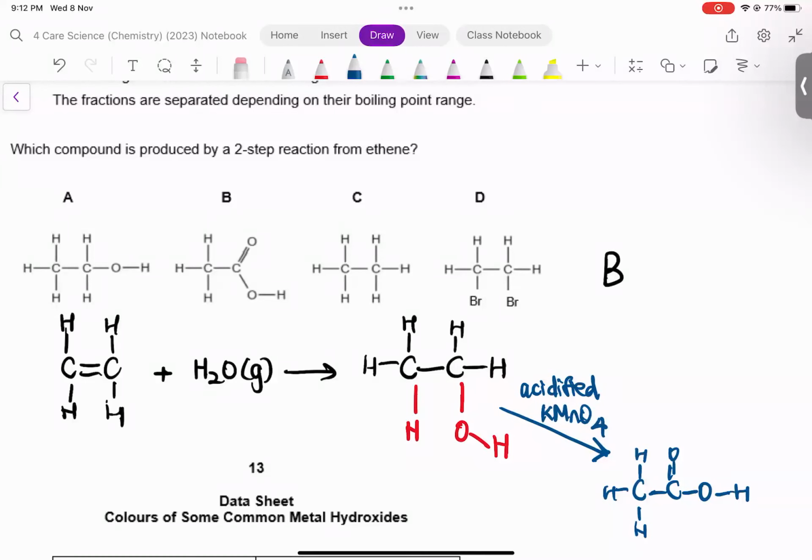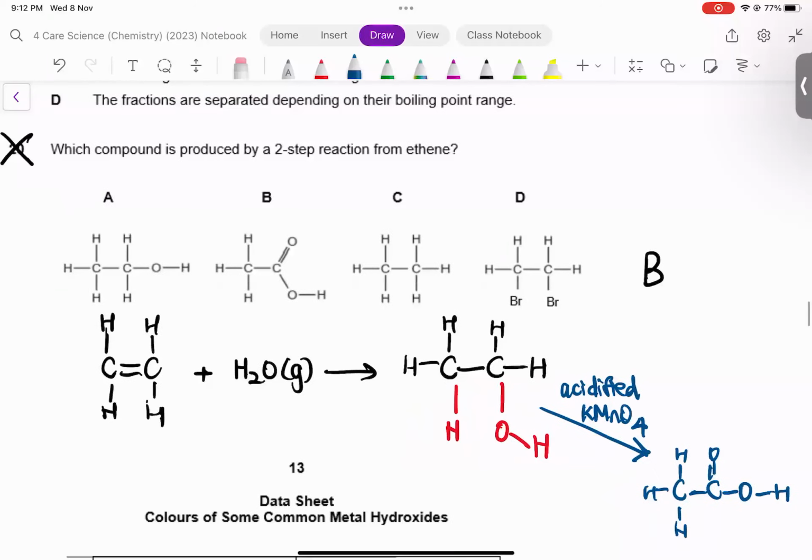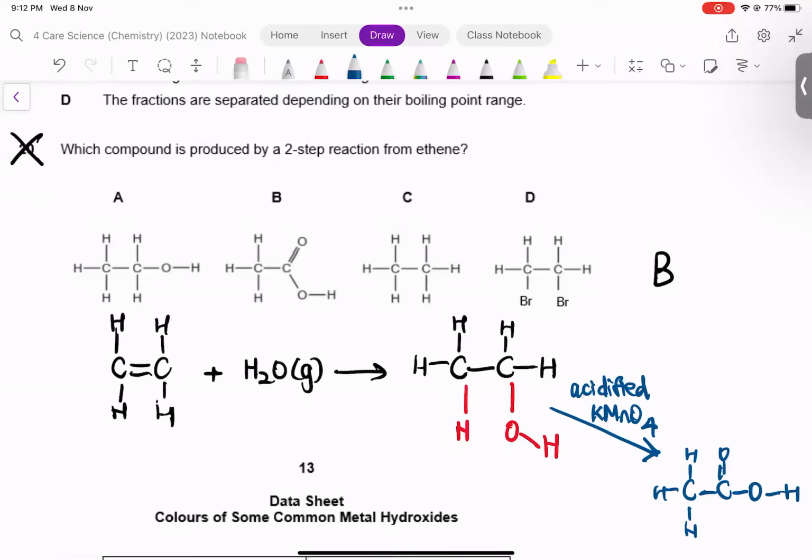The first step is conversion of the alkene to the alcohol by reacting with steam. It's the addition of steam to form the alcohol. And the second step is the oxidation, using acidified KMnO4 to oxidize the alcohol to the carboxylic acid. Okay? But the first step is actually not in your syllabus, so I don't think you will need to memorize it. Okay, so just for your exposure.